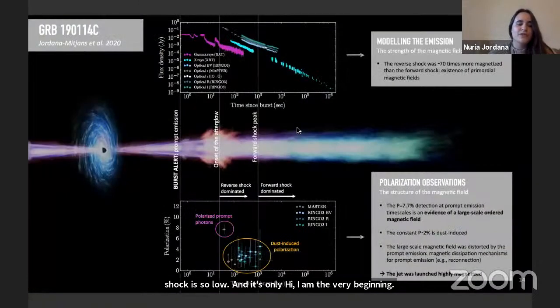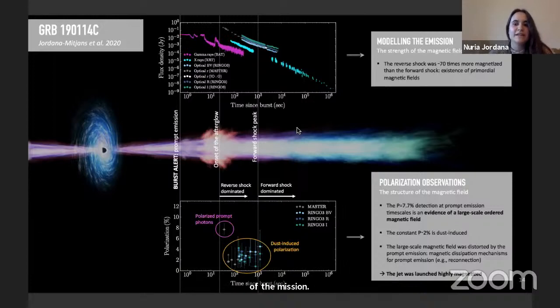So putting all this information together, we get the photometric data on the upper part and the polarimetric data in the bottom part. So basically, the modeling of the emission gives information about the strength of the magnetic field. And also, because reverse shock emission still has the properties from the central engine, we could model it in terms of its brightness and see that the reverse shock was expected to be 70 times more magnetized than the forward shock. And this hinted to us that this large-scale magnetic field existed.